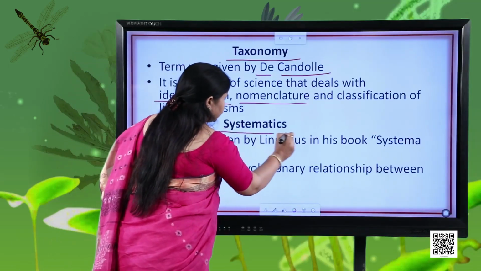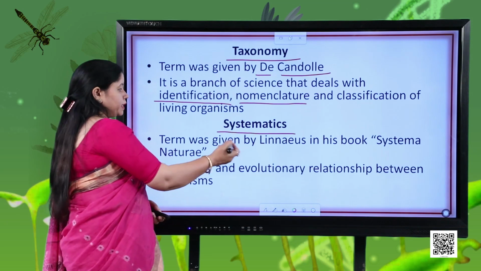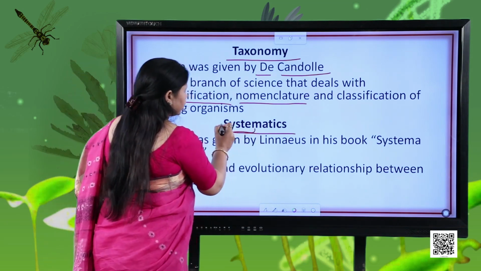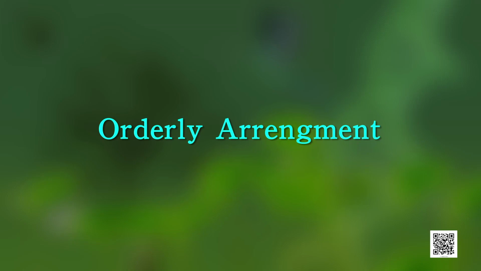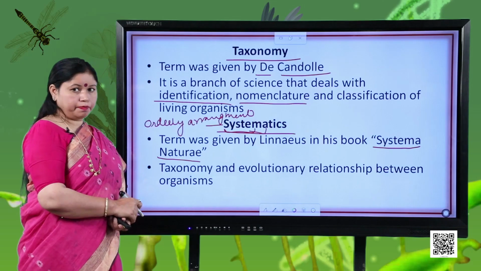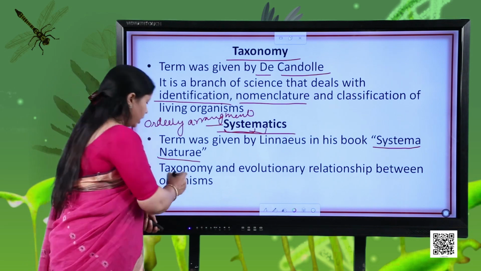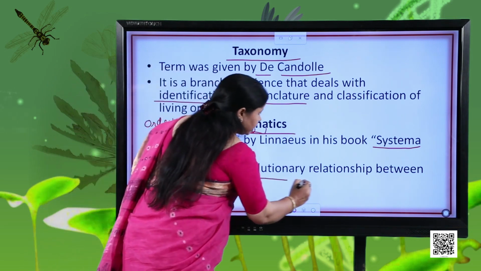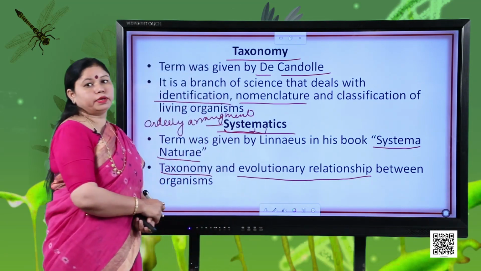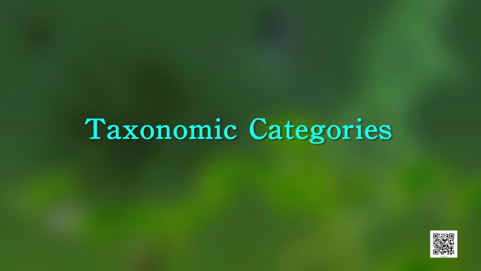Go to the next branch of biology, systematics. This is made up of the word systema, which means orderly arrangement, and the term was given by Linnaeus in his book Systema Naturae, which was the title of his publication. If we compare taxonomy with systematics, we can say that if we add evolutionary relationship along with taxonomy, that is systematics. Let us begin with the taxonomic categories.